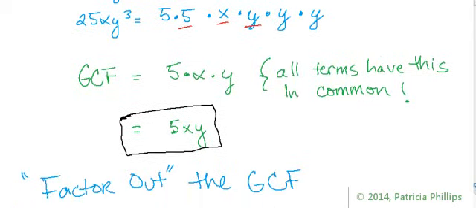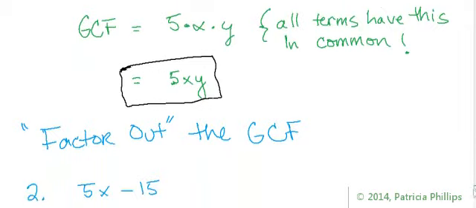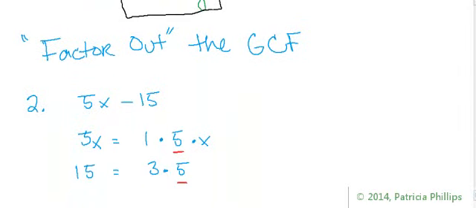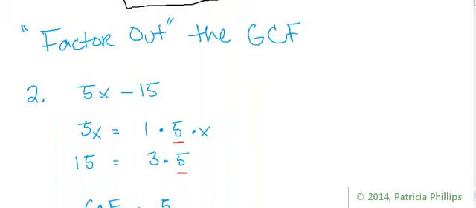So we've done that. Now let's look at the second kind of question that you will run into. The second question is: factor out the greatest common factor.